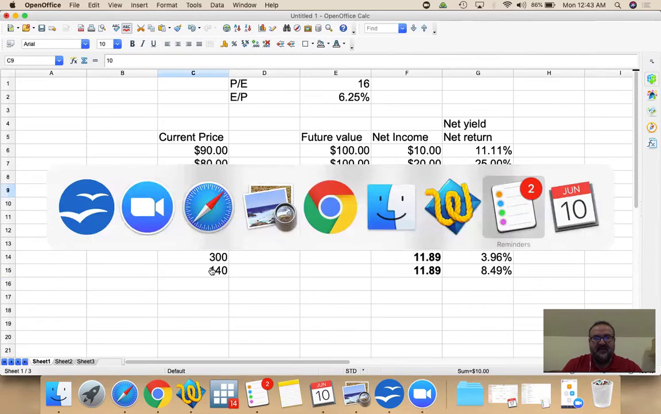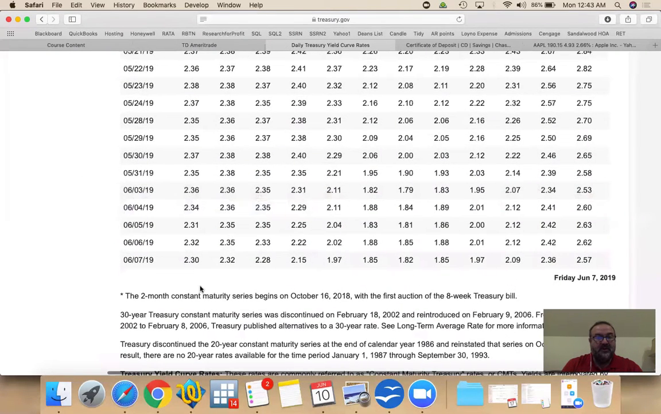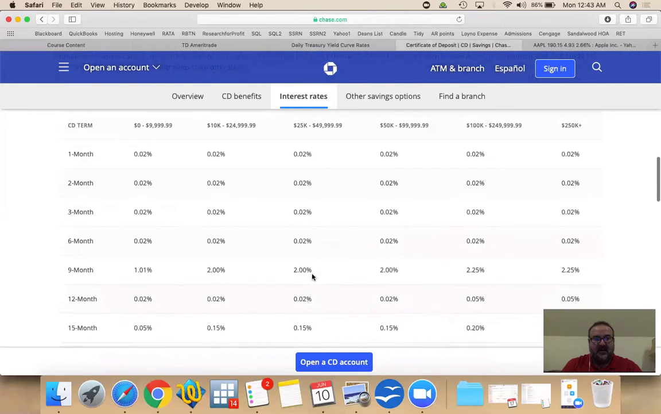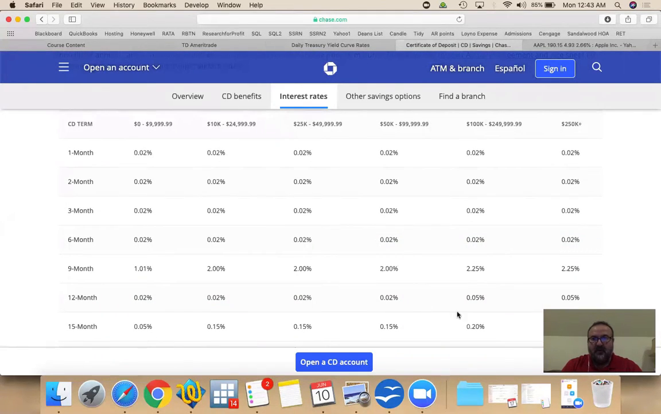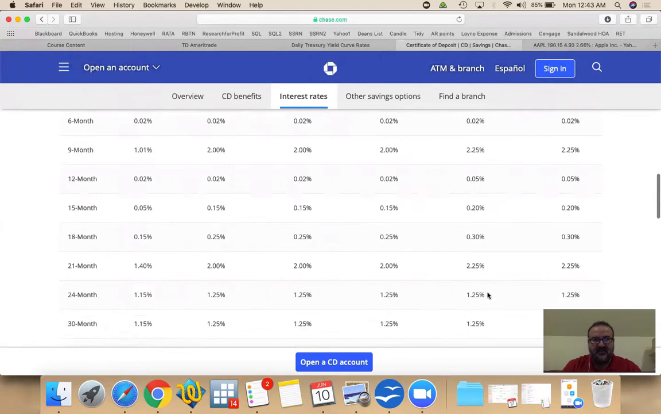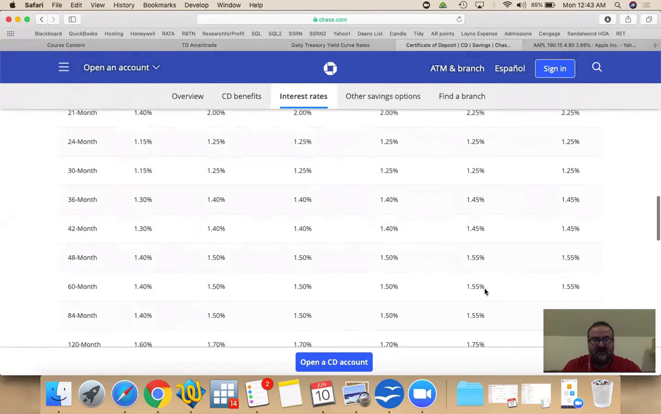So for instance, in this example, we could invest in US Treasuries and take no risk, and right around now, we would actually make about 2% a year. We could invest, I just pulled this up on Chase, JP Morgan Chase, in a CD, which has a deposit insurance, and on a 1-year CD, for about $100,000, we would earn 0.05%. It looks like the 9-month CDs are now paying 2.25%. If you look at 21-month CDs, they're paying 2.25%. And if you look at, say, 60 months, they're paying 1.55%.